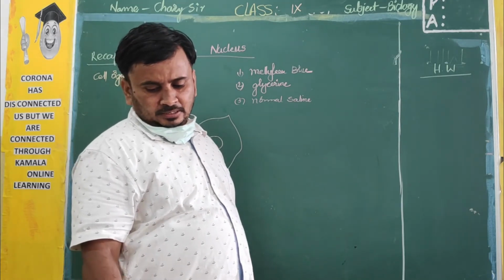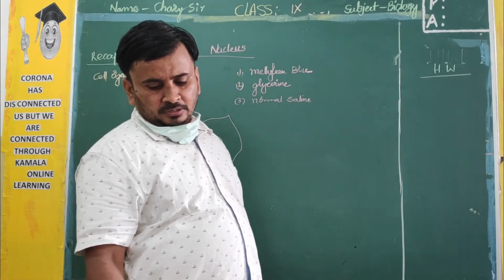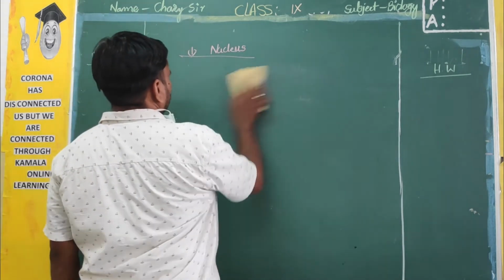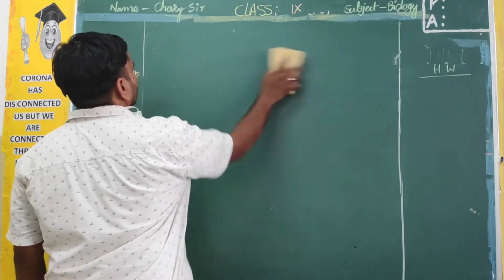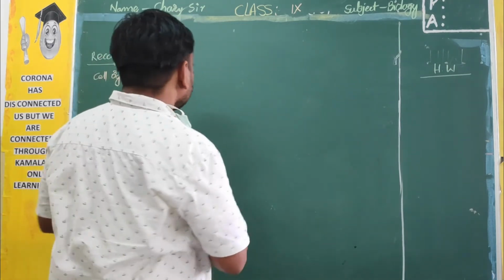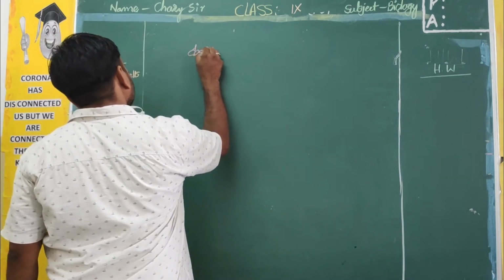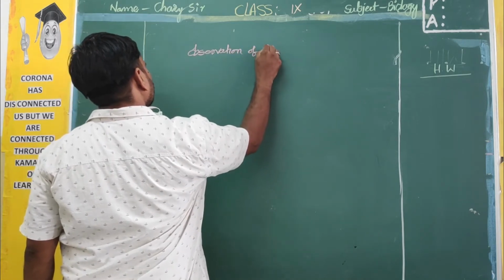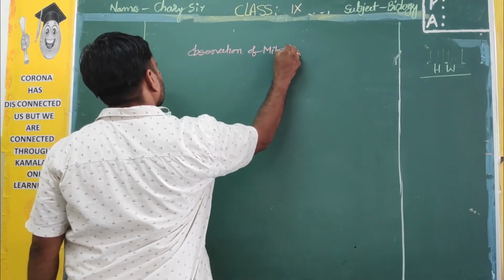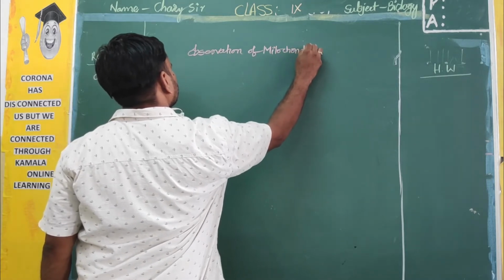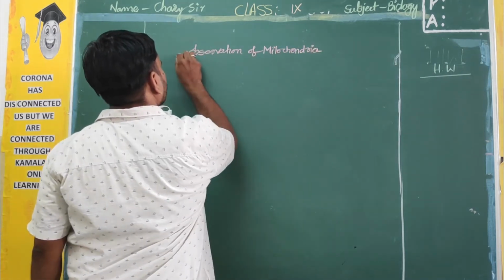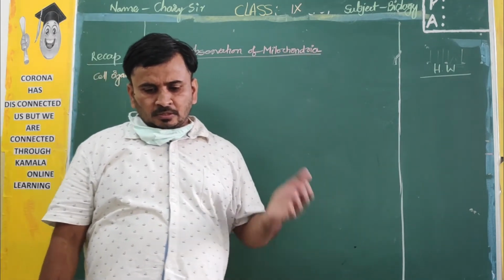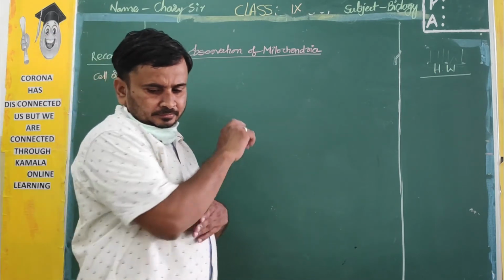Next, we can see the next experiment: observation of mitochondria. For the observation of mitochondria, what should I have to do? First, make a fresh solution of Janus green B.